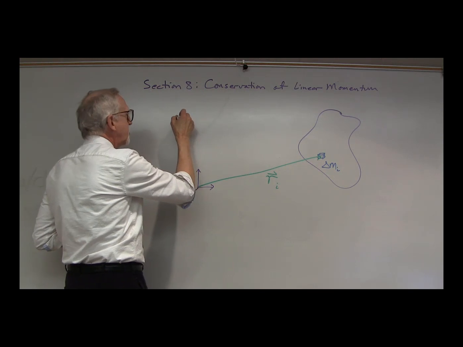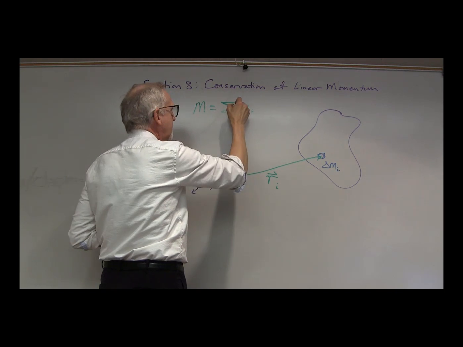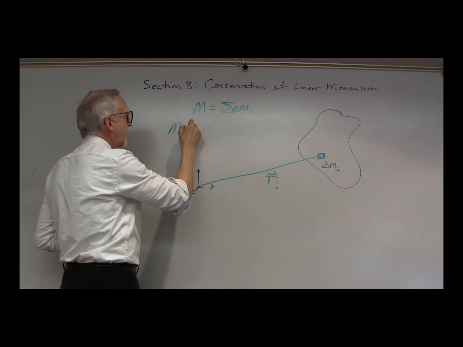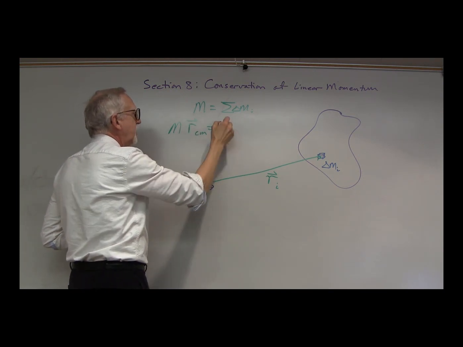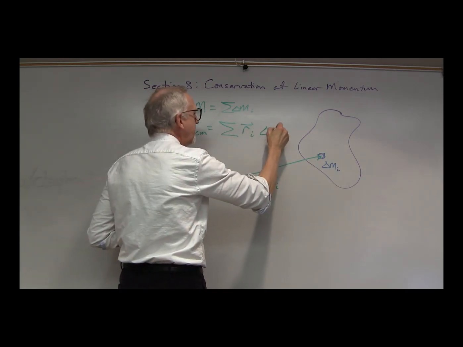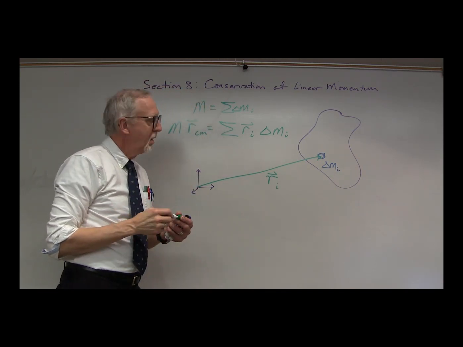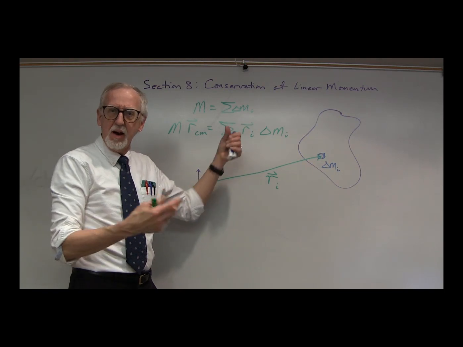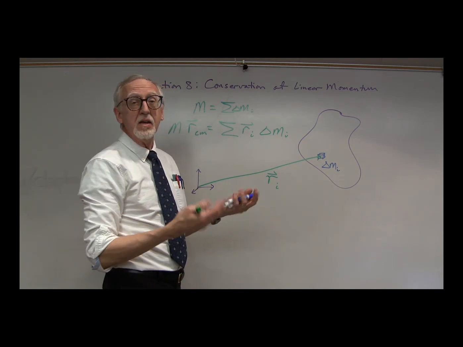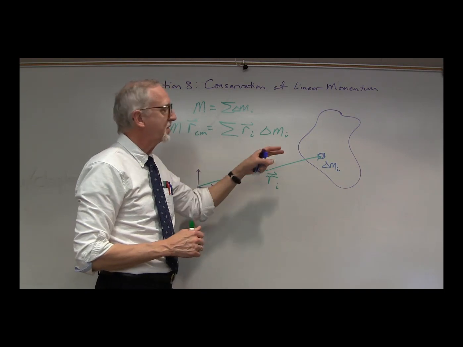So we'll take the total mass. Well, what's the total mass? The total mass will be the sum of all of these little tiny masses, delta m i. And then the total mass times the position of the center of mass will be the sum of all of the individual positions of the tiny masses, r sub i, delta m i. Now that would work to some extent. The larger we choose our delta m, the less precise this result will be. But the smaller we choose our delta m, the more precise this will be.